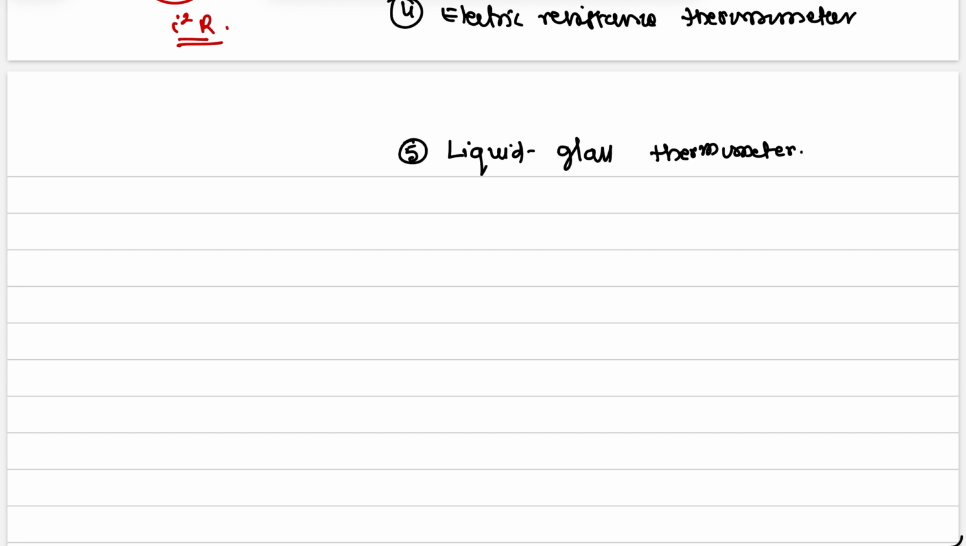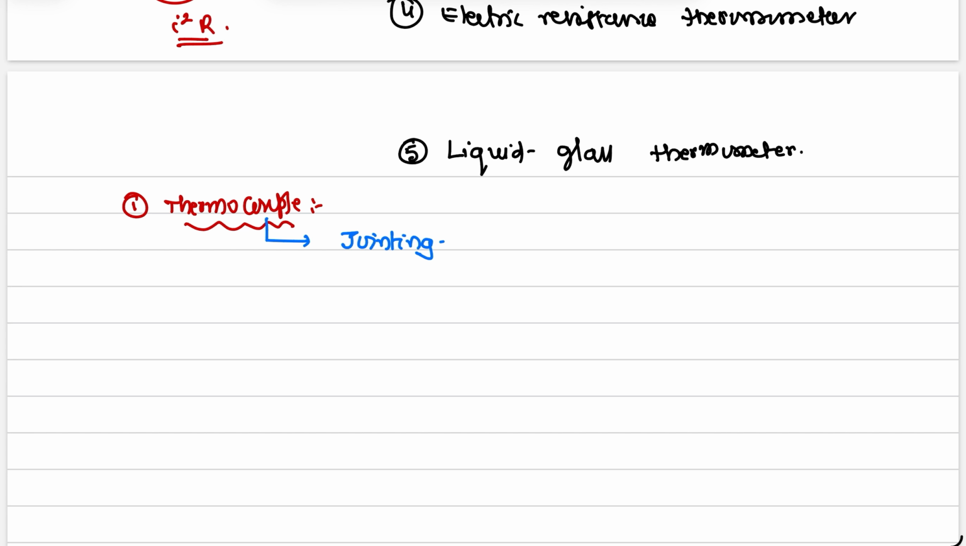Now, first one is thermocouple. You come across this thermocouple. What is the meaning of couple? Couple is nothing but jointing. Coupling is jointing. That means thermocouple means two types of material getting jointed, having different thermal properties.